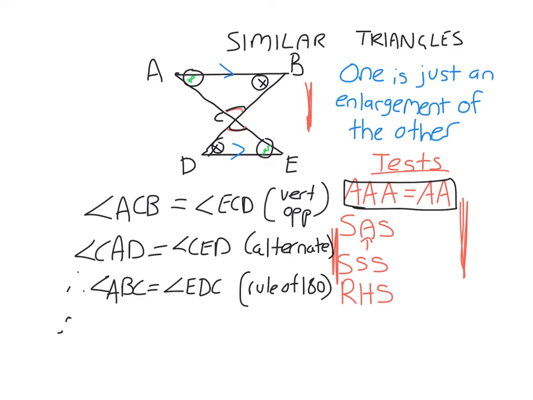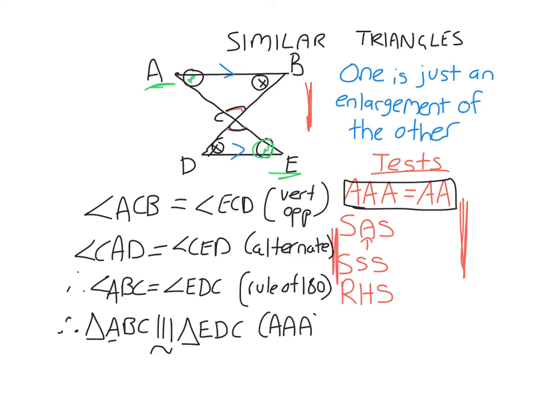So I'll say therefore, the first triangle you can call whatever you want. I'm going to call it ABC, is similar to, you can write it like this or like that, it doesn't matter, triangle, now I have to get the vertices in the right order. A corresponds to E because there's that equal angle there. So I wrote A first in the first triangle, I write E first in the second. B corresponds to D, C corresponds to itself. So ABC is similar to EDC and AAA is the reason.